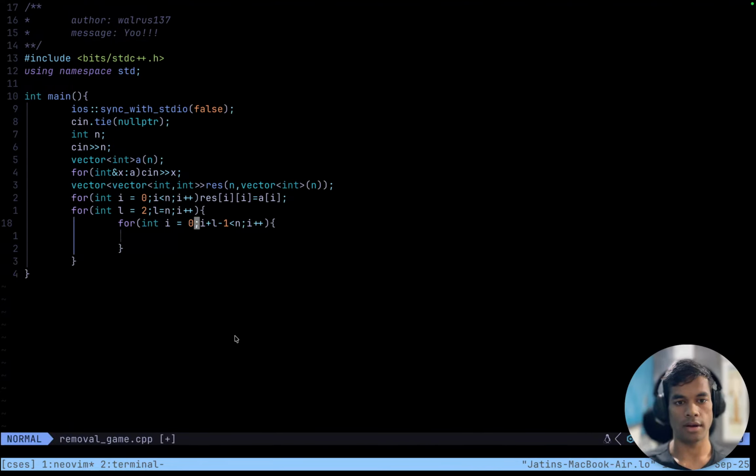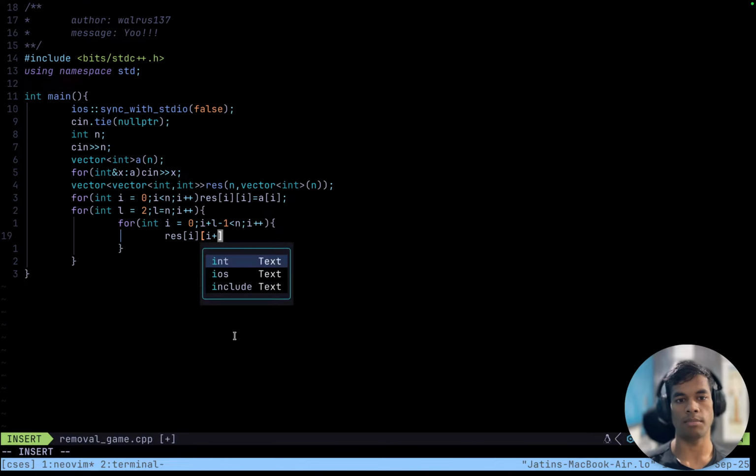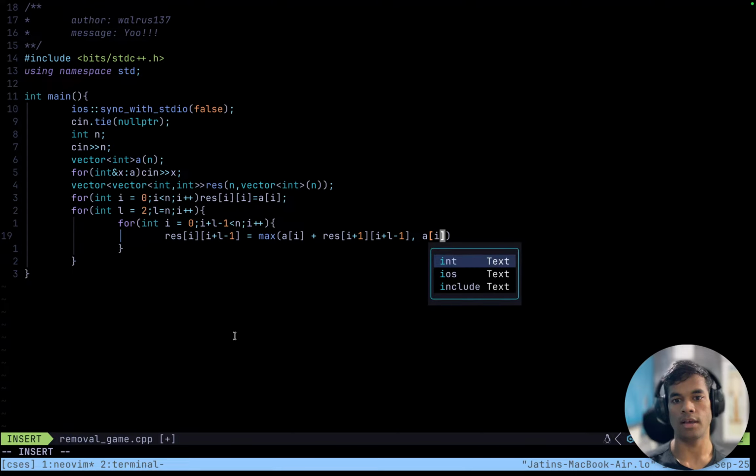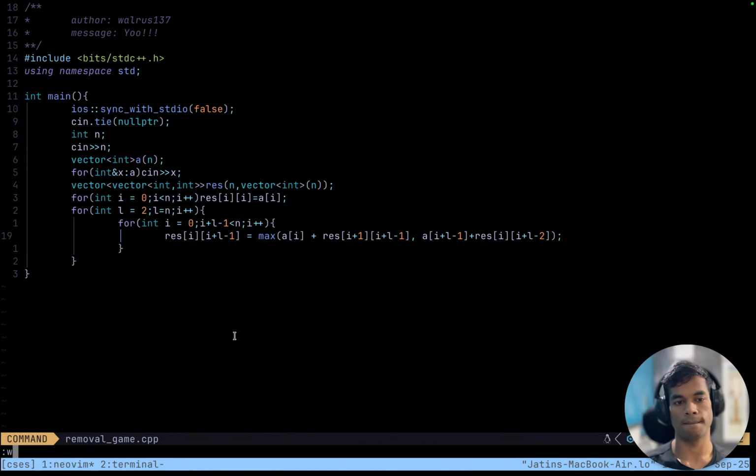So the right index is i plus L minus 1, and the answer for left i and right i plus L minus 1 will be equal to the maximum of: if we choose the left element, a[i] plus res[i plus 1][i plus L minus 1], or if we choose the right element, a[i plus L minus 1] plus res[i][i plus L minus 2]. That is how we fill the thing up.